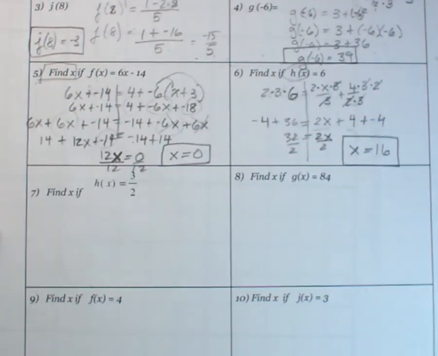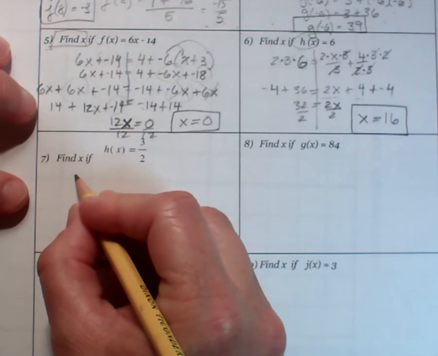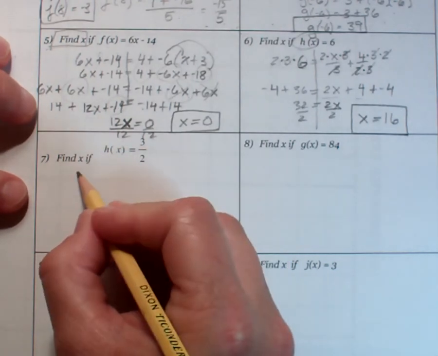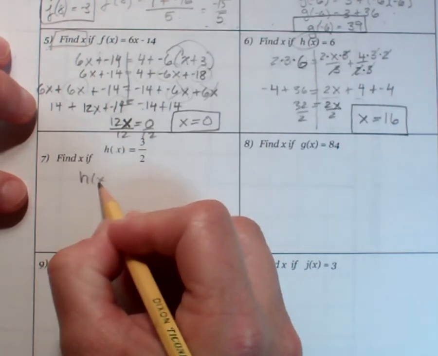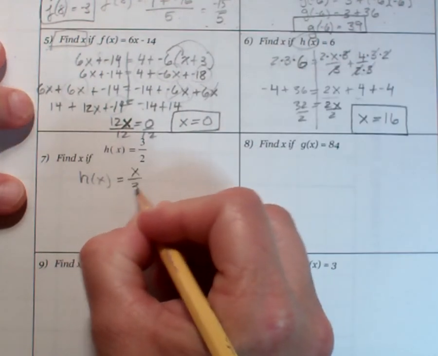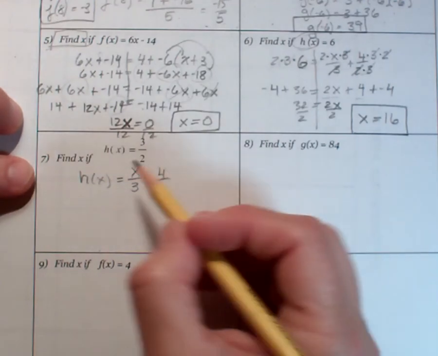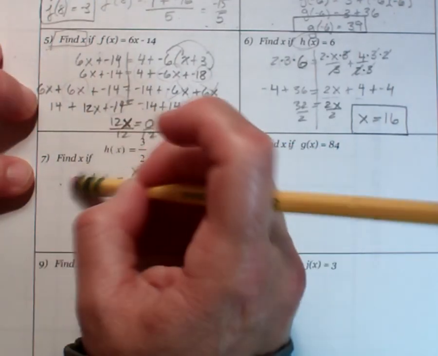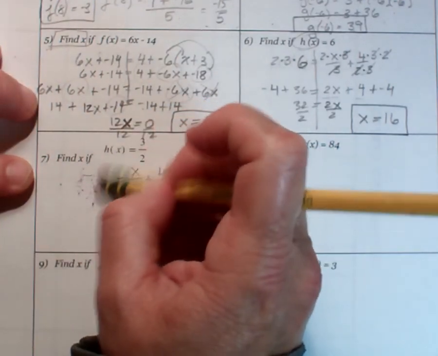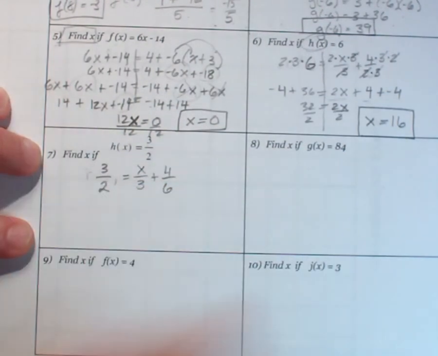All right, let's look at problem number 7. Please pause it, give it a try on your own. Okay, so they're asking about h of x. So let's go get that function. H of x is equal to, oh, it's this fractiony one again, x over 3 plus 4 over 6. And they're saying h of x is 3 halves, so I'm going to erase this, and I'm going to replace it with 3 halves.